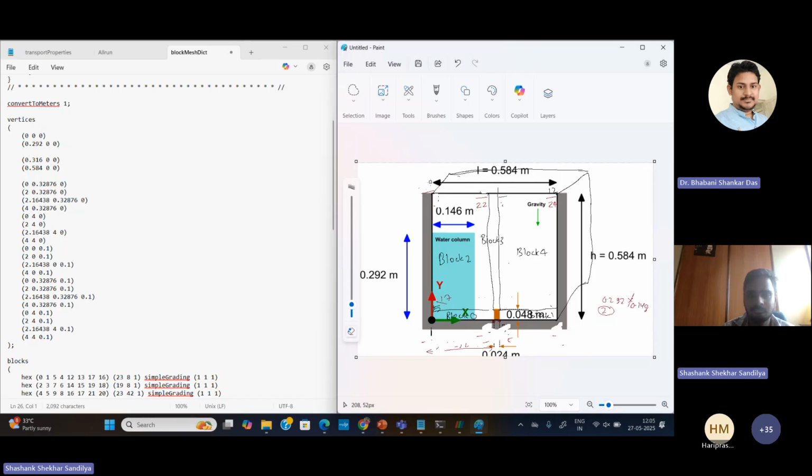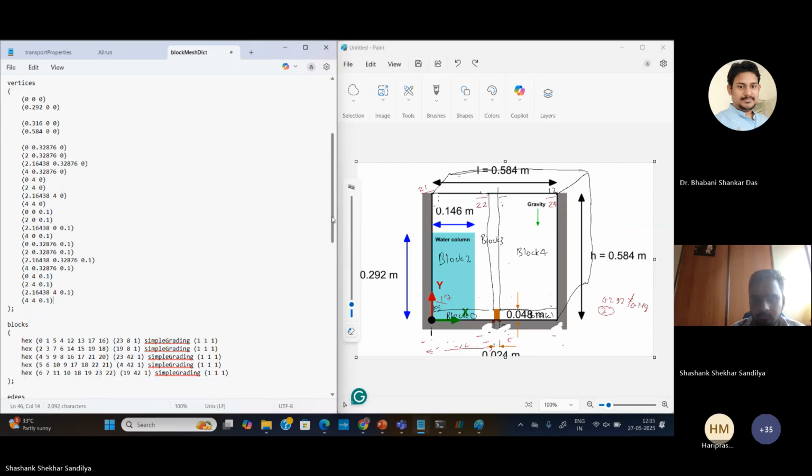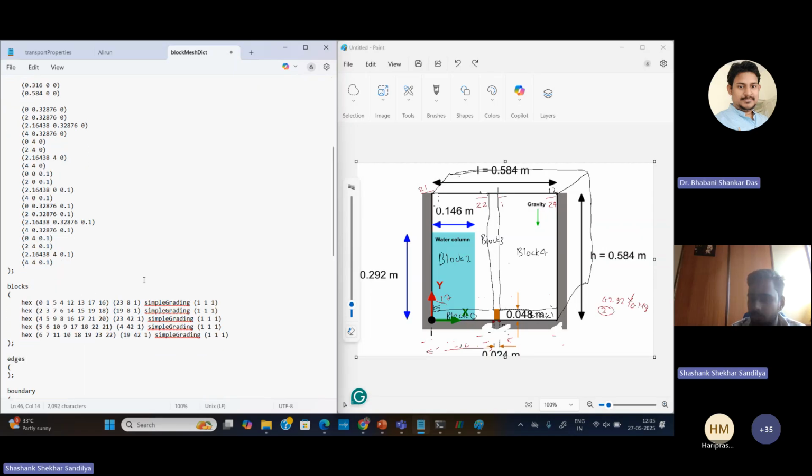Now you go to mesh. In this manner, you can do for all 24 vertices. Because we don't have time, already 12:05, in this manner we will define all the vertices of the block. We have created 5 blocks. For that, the block shape is hexahedral. All the blocks are hexahedral.